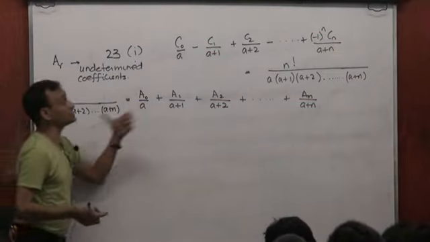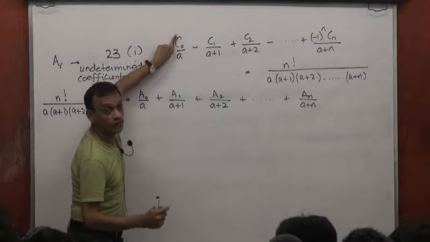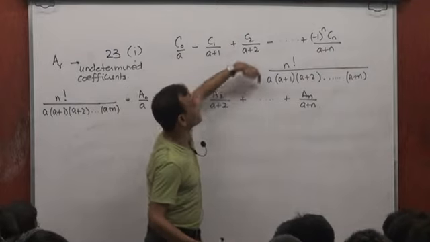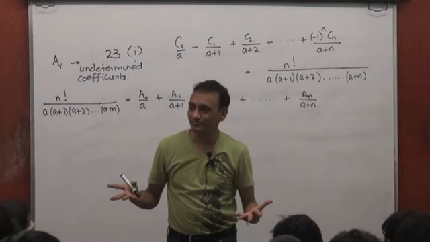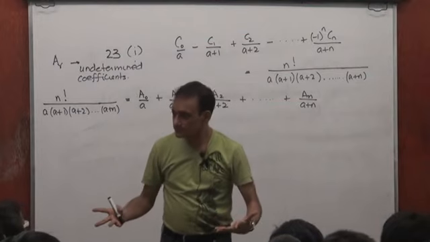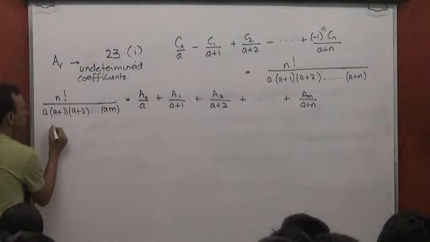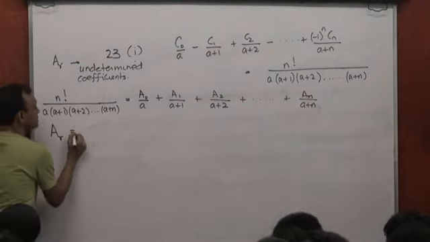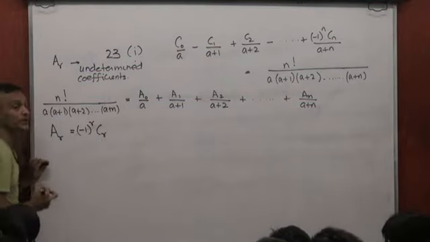And this is identical to this, if I can show eventually. A0 is C0, A1 is minus C1, A2 is C2, A3 is minus C3 and so on and so forth. Then my problem is solved, isn't it? In a very general sense, if I can establish that AR is minus 1 to power r CR, then the problem is solved.